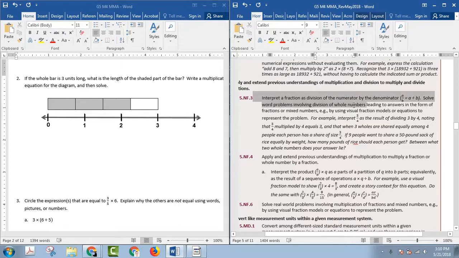So NF3 is interpreting a fraction as division of the numerator by a denominator, solving word problems involving division of whole numbers leading to answers.